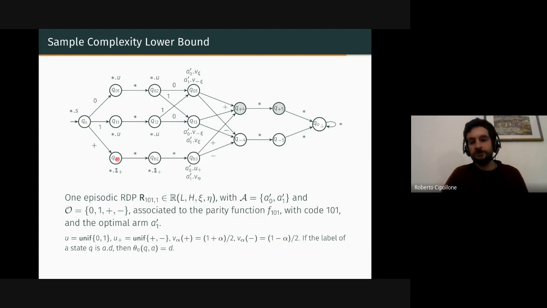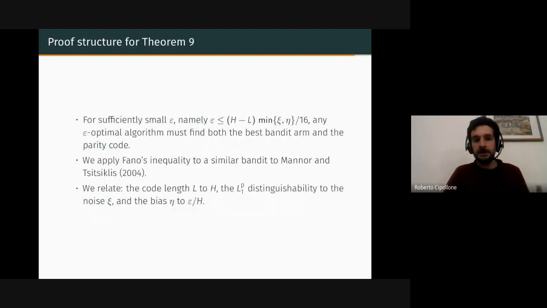The bottom branch is basically doing nothing up to here where we have a bandit, so I won't discuss that. And these are rewarding states. The main idea is that if we want to be near optimal with a small epsilon, we should solve both problems, being near optimal at the bandit and near optimal at these top branches. But being near optimal here means that we can simulate parity in order to pick A1 or A2 as a final action. And that's the main idea.